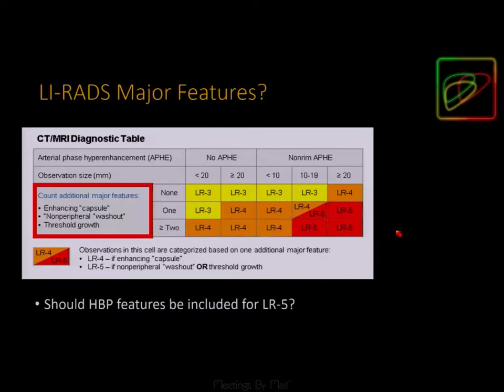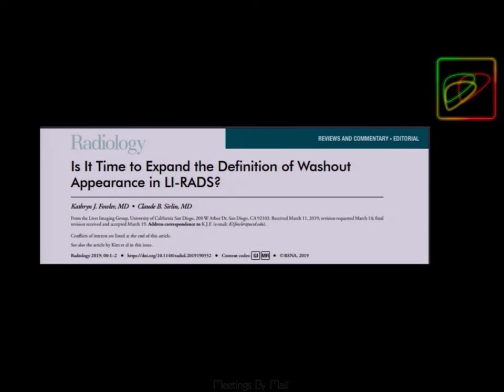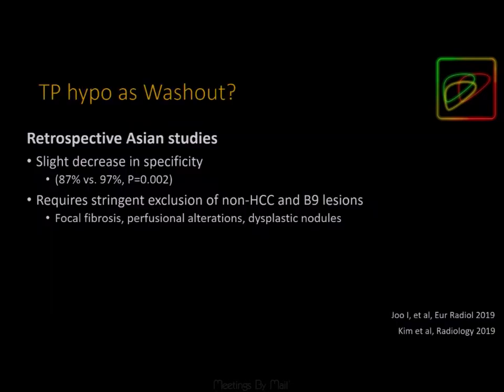With regards to the major features, I think the main thing we're looking at is whether or not hepatobiliary phase features could be made into major features. If you're familiar with some of the worldwide methods for diagnosis of HCC, you'll know that in other places like Japan and Korea, they actually use hepatobiliary phase hypointensity as a major feature. We've had a discussion in the literature about this. Is it time to expand the definition of washout appearance in LI-RADS? I won't go into too much detail about this because it tends to be a little bit of a nuanced argument, but the idea here is whether or not you can use transitional phase hypointensity as a washout feature, a major feature, which LI-RADS currently does not allow you to do.